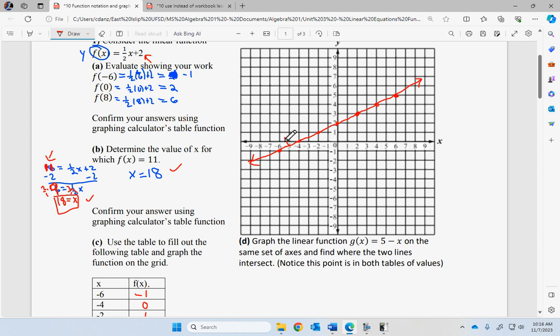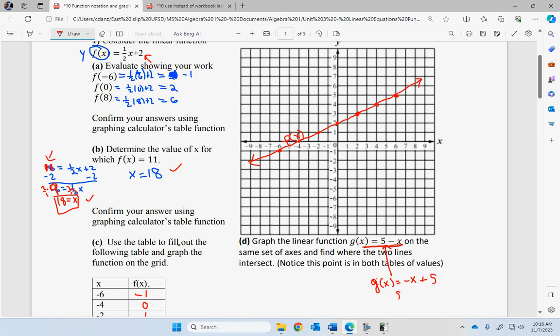What's nice with function notation is I usually label this with just the function name. I just write f of x because now I'm going to graph function g. Function g is defined as 5 minus x. And I am going to just do this using the slope and y-intercept first. My y-intercept is the 5, right? If I use the commutative property, I get g of x equals -x plus 5.